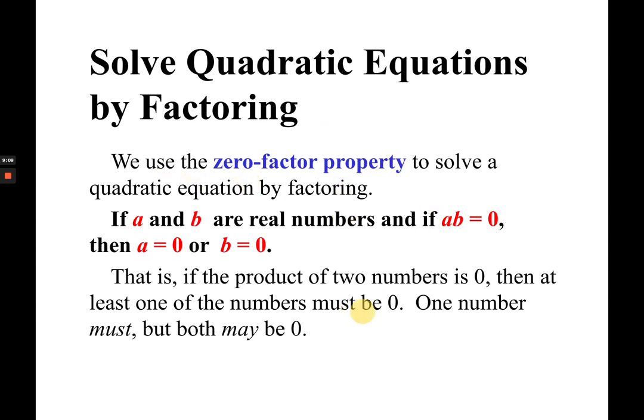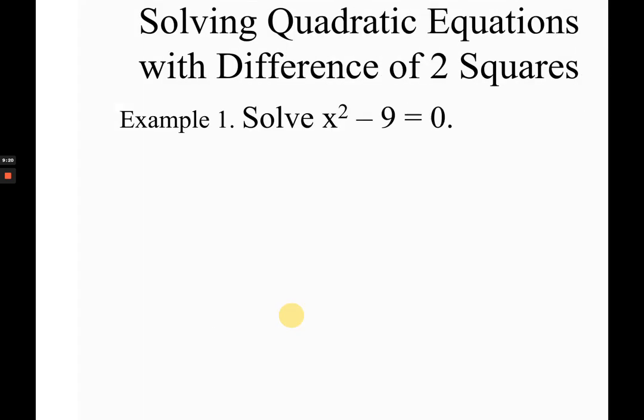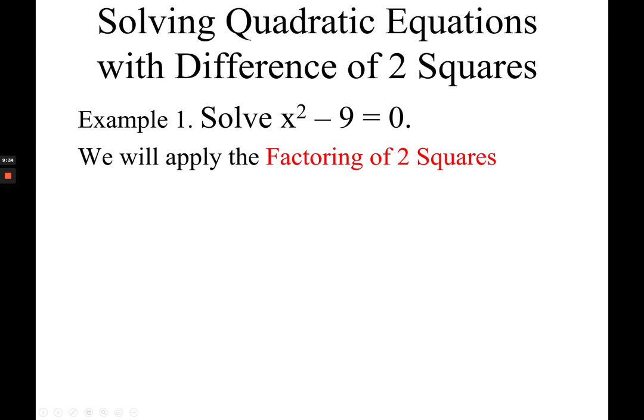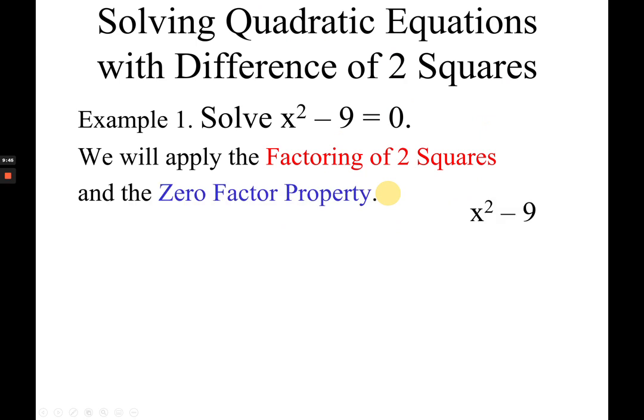And this is actually a general rule that will be applied later on in solving quadratic equations that involve factoring. Okay, let's have an example. If you notice, it's the same problem but equal to 0, so it makes my explanation easier. When we solve a quadratic equation that involves difference of two squares, since this is equal to 0, that makes it a quadratic equation, then we will apply factoring of two squares. Remember, how do you factor? And then we will apply the zero factor property afterwards.